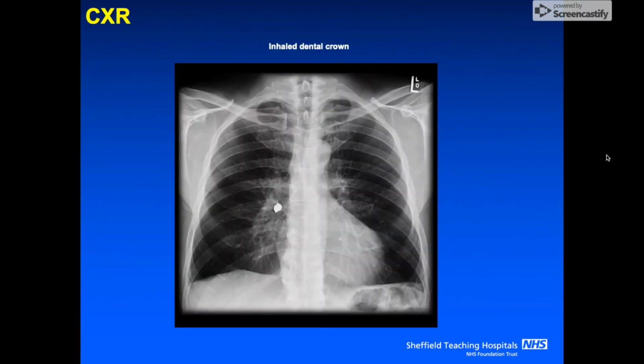Chest x-rays can be done in this trust's facilities to x-ray the chest within the dental hospital in the event the chest needs to be assessed to rule out any foreign bodies within the lung fields. In this case, there is a crown within the lung fields, so this must have been inhaled mid-procedure.